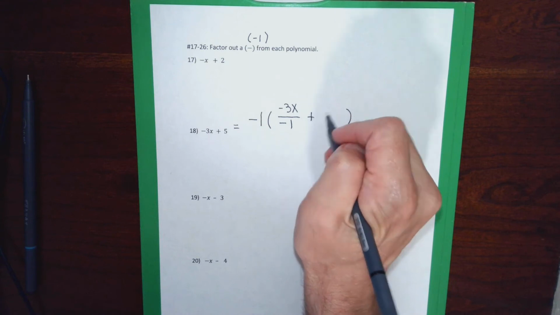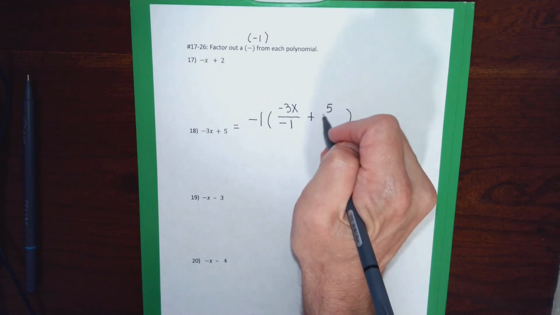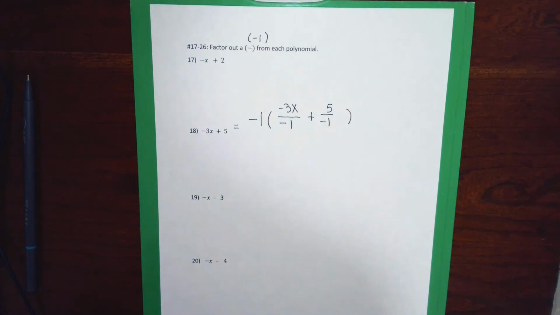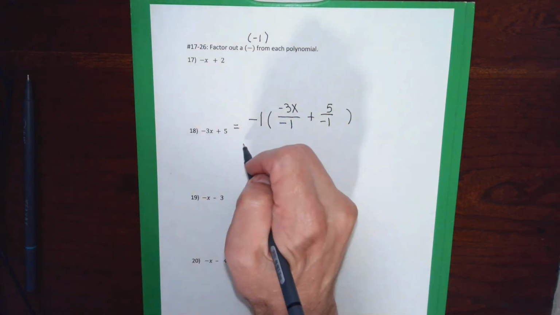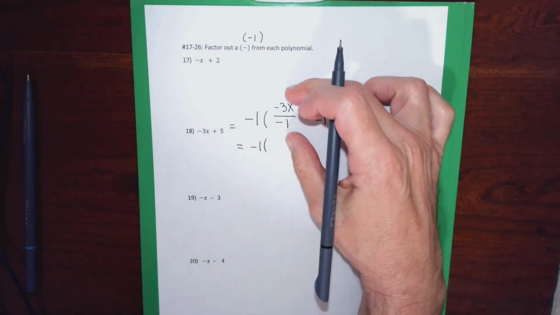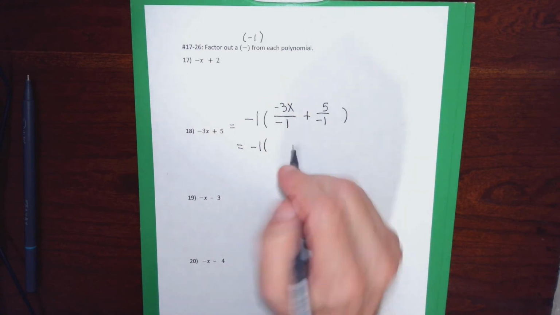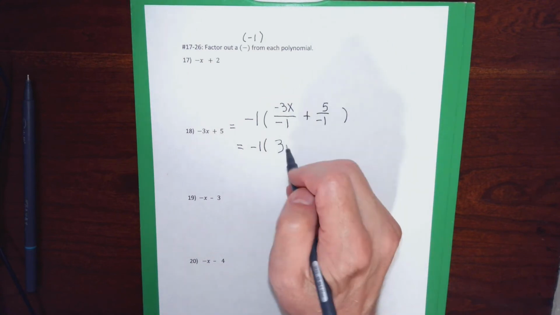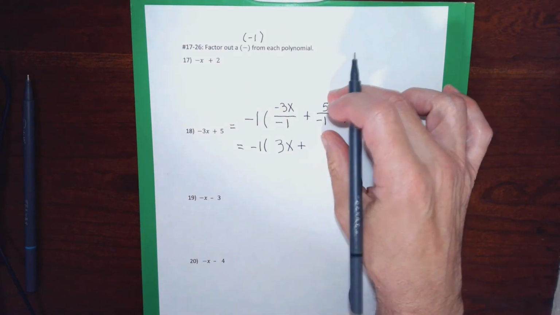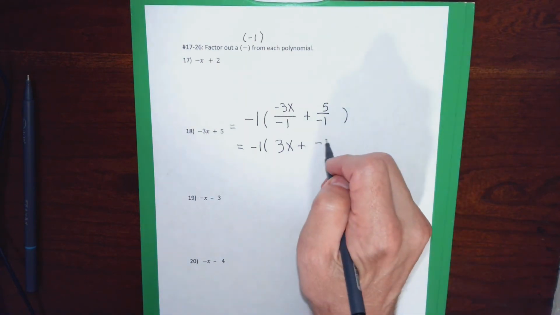I'm going to write the original problem inside my parentheses and divide it by the common factor. First division, -3 divided by -1 is +3. I keep the x. After the plus sign, 5 divided by -1 is -5.